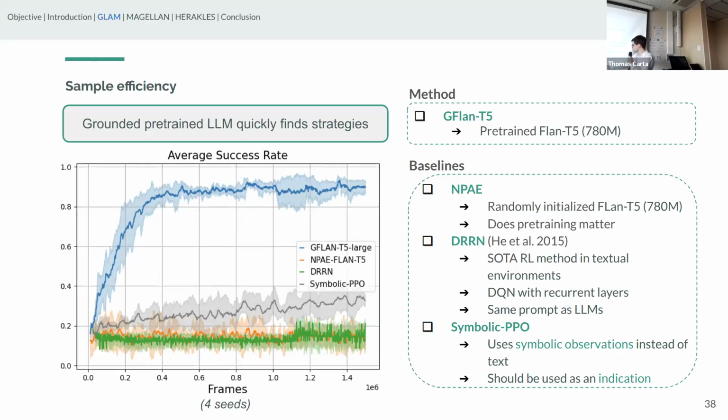And finally, we compare it to symbolic PPO. It's a bit different because it uses symbolic observation instead of text, so it should be used as an indication because it does not take the same observation. But this observation, in a sense, would make the task easier because it already contains some geometrical properties inside the image. However, our method outperforms all the baselines. We can see that the GLAM method is able to ground the agent more efficiently than the other methods inside the environment, and the LLM quickly finds strategies.